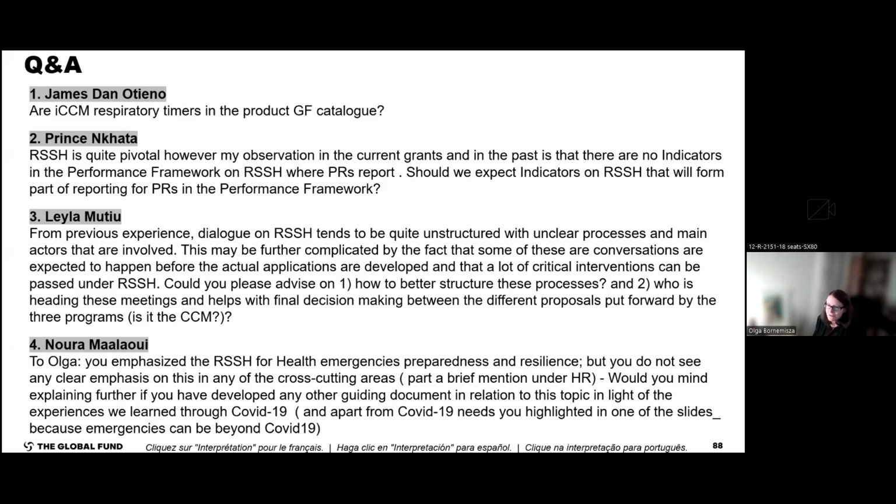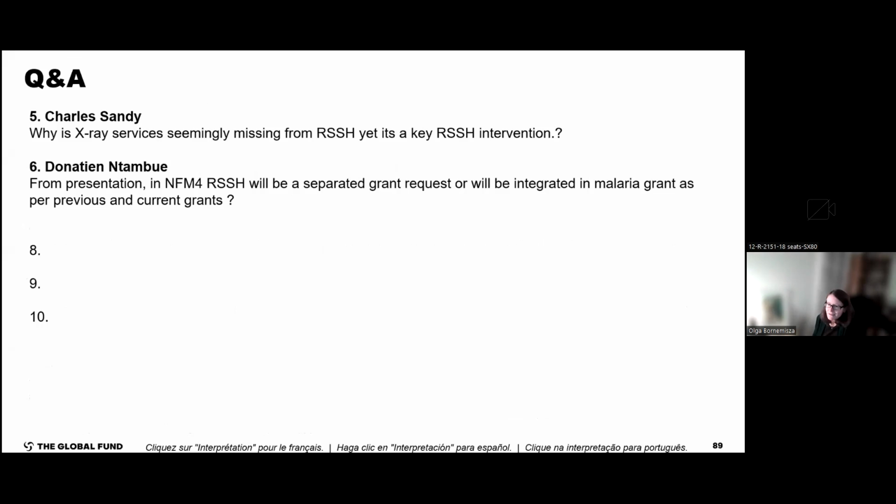Okay, next question. Why is X-ray services seemingly missing from RSSH? Yes, it's a key RSSH intervention. So X-rays are covered under the diseases, and that's why it's missing, even though, of course, X-rays can be used for many, many different areas. It's just the way that we classify the information, but yes, point taken.